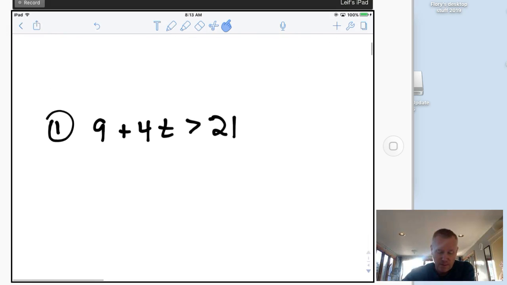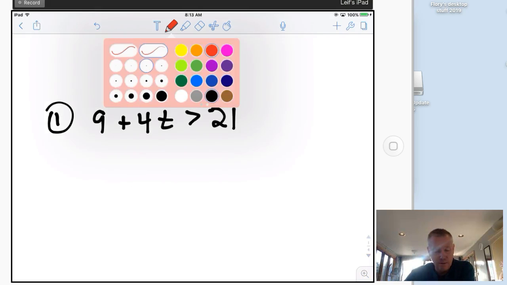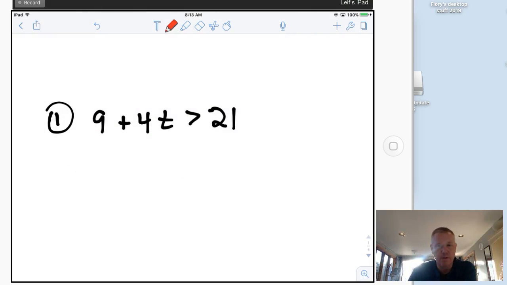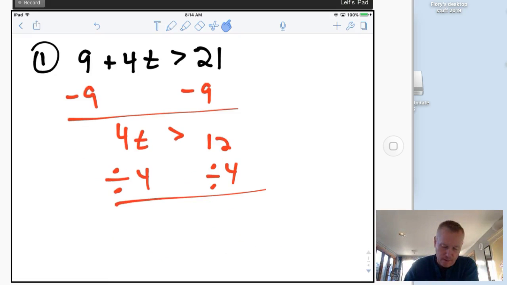All right, so back to this. When I solve it, I treat it like an equal sign. The only time it's any different is when you multiply or divide by a negative number. So first thing I'd like to do is get that 4t alone. So I'm going to get rid of the plus 9. Opposite of adding 9 is subtracting 9. So I get 4t. 21 minus 9 is 12. So I got 4t is greater than 12. Now I want to get rid of the 4. The opposite of multiplying by 4 is dividing by 4. And 12 divided by 4 is 3.